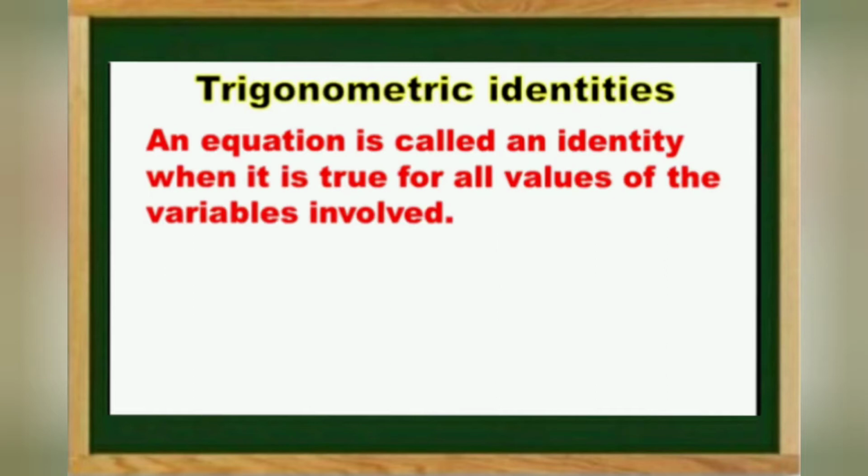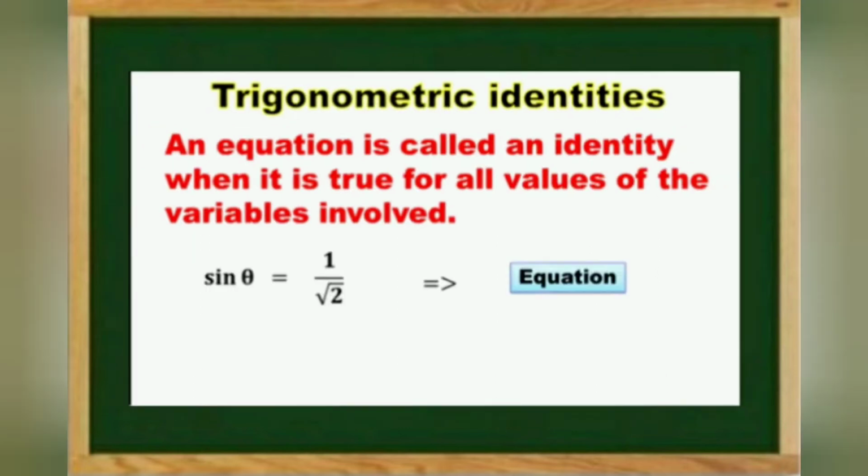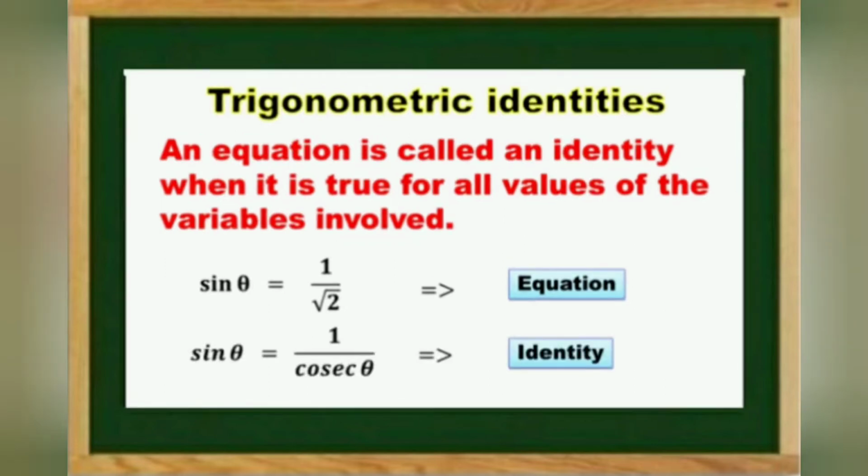You already studied this statement for algebraic identities. An equation is called an identity when it is true for all values. Similarly, in trigonometry also we have some identities, and that is what we are going to see. First, see here: sin theta is equal to 1 by root 2 is an equation, and sin theta is equal to 1 by cosecant theta is an identity.